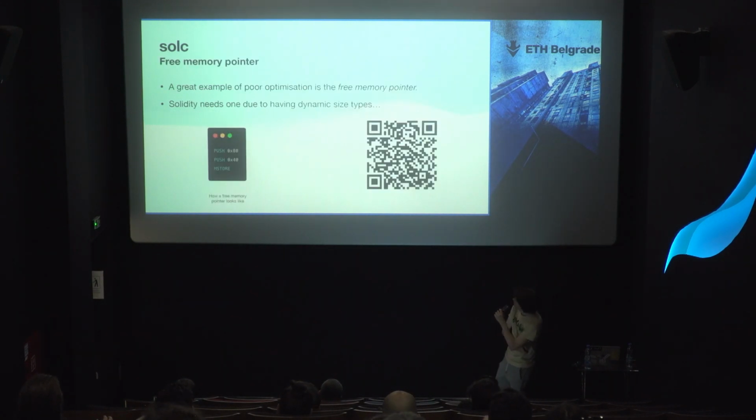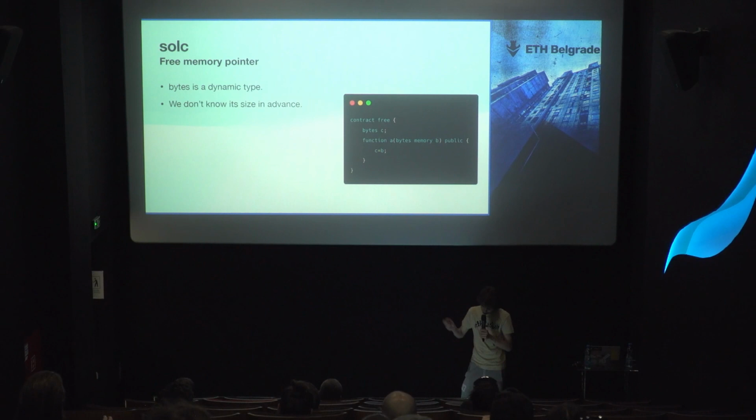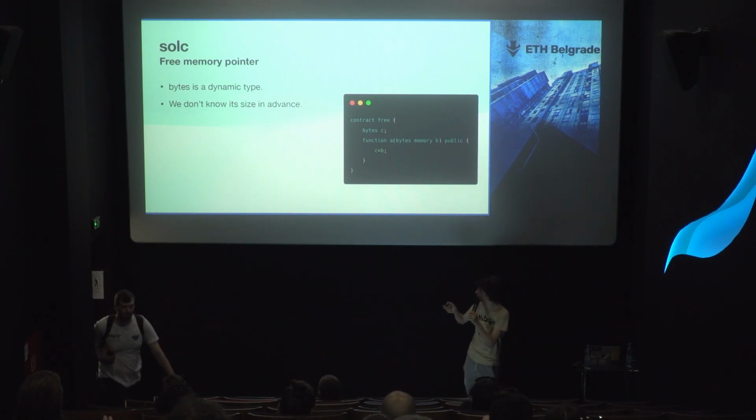A very good example of this is the free memory pointer. So Solidity needs a free memory pointer due to having dynamic size types. This is how that looks in EVM opcodes, and you can scan this to learn more about it. Here we see bytes is a dynamic type. We do not know its size in advance. It can be anything, and it makes sense to have a free memory pointer here.